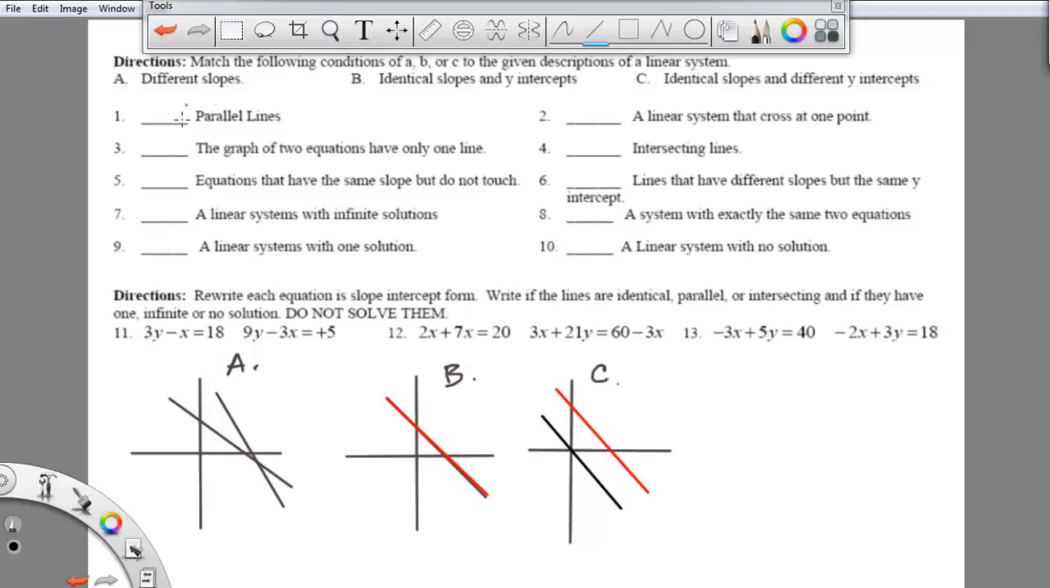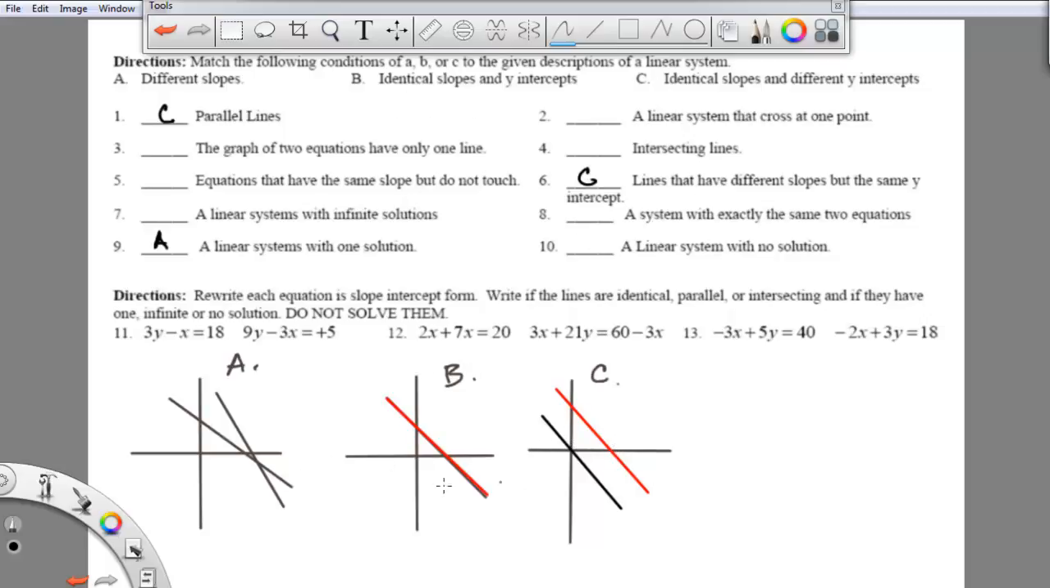Let's go ahead and do a couple of these. Parallel lines would definitely be C. I'm going to take that off for the straight edge, so that would be C. Let's go down here and look at lines that have different slopes but the same y-intercept. Well, different slopes but the same y-intercept, that would also be C, wouldn't it? How about a linear system with one solution? Number 9. Well, one solution we can see from our picture. That would be A. So again, in doing questions 1 through 10 and also 11 through 13, make sure that you draw a diagram that fits the conditions of A, draw yourself a diagram that fits the conditions of B, and also for C.